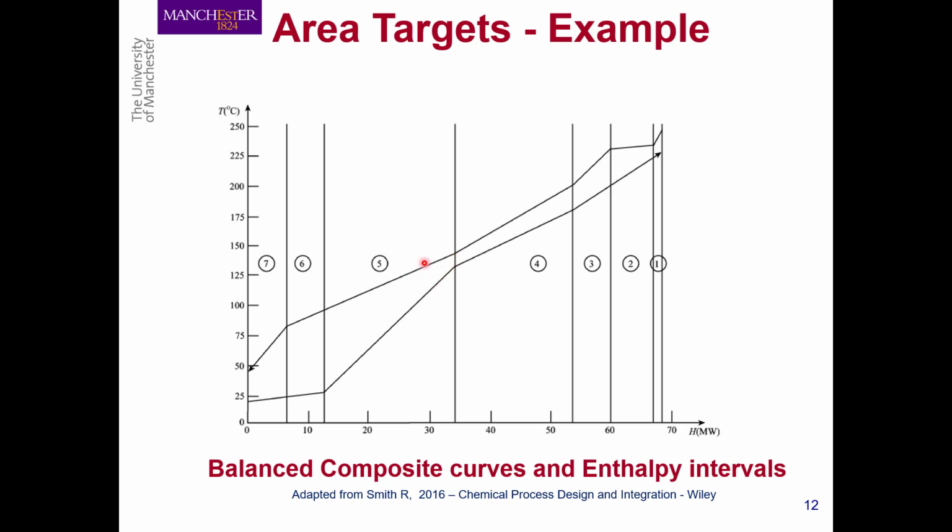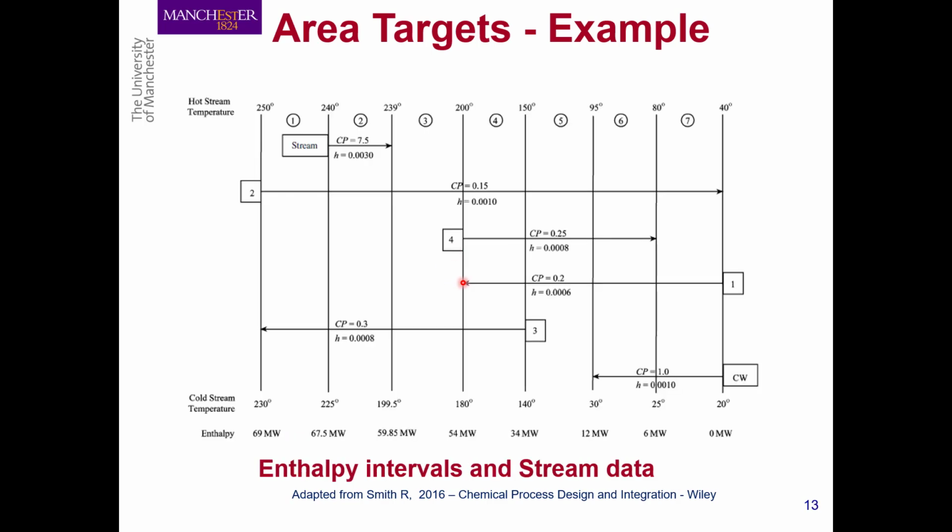and if you look at a particular interval, you know the heat requirement of that interval, because we know that from the x-axis, delta H, and we also know the terminal temperatures of this interval. So we know, for example, what is the temperature here, what is the temperature here, what is the temperature here, and what is the temperature here. Okay, so if you know all this information, you can actually calculate the area requirement of that interval.